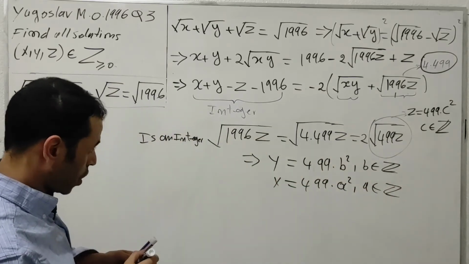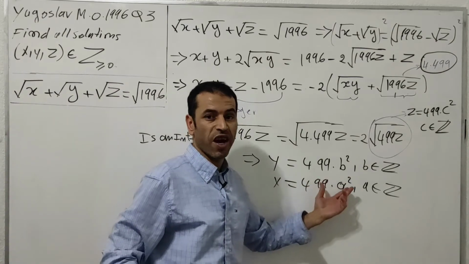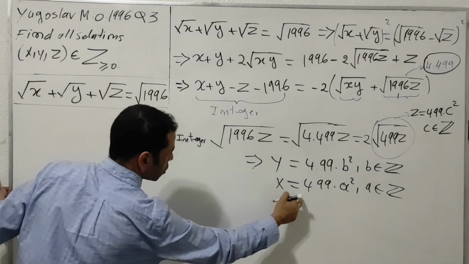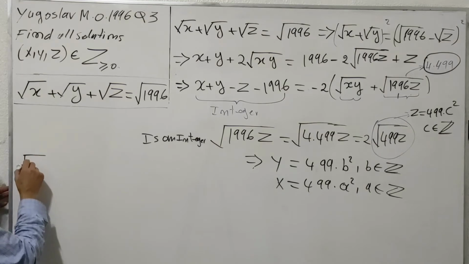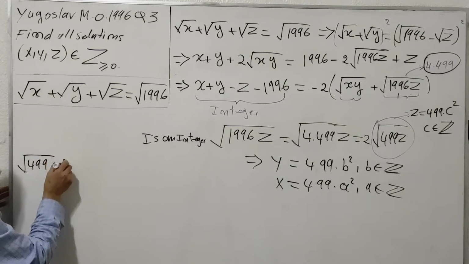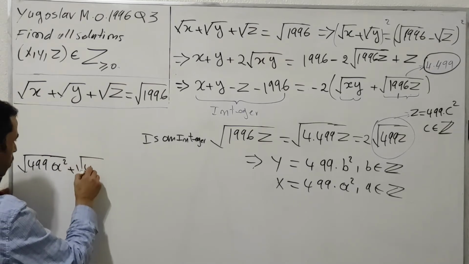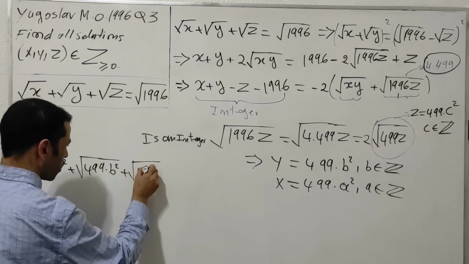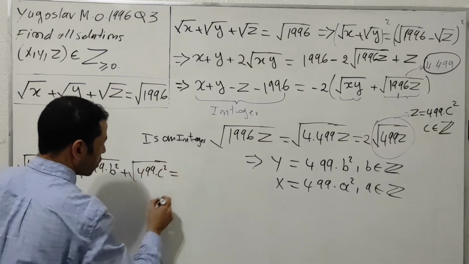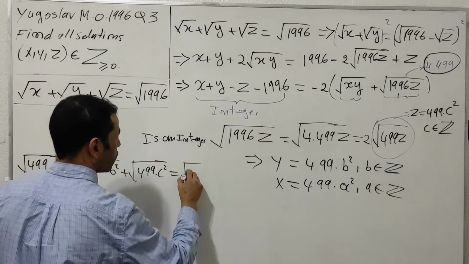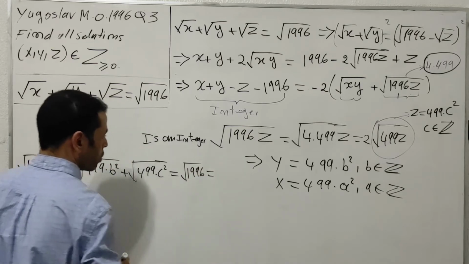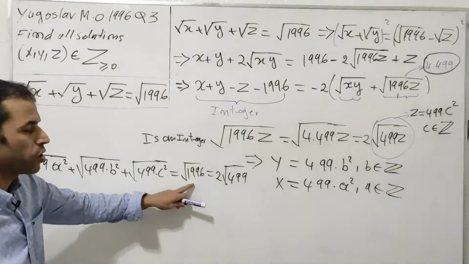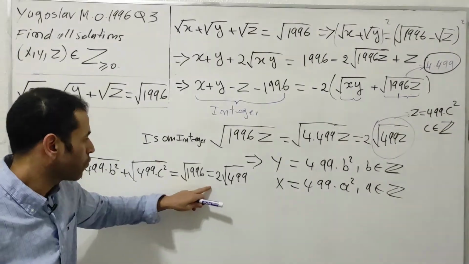Okay, so what I'm going to do now, I'm going to take these found facts and plug them into this equation. So we'll get square root of x, which is square root of 499 multiplied by e squared, plus square root of 499 multiplied by b squared, plus square root of 499 multiplied by c squared. The whole thing equals square root of 1996, which equals 2 multiplied by square root of 499, because we already mentioned 1996 equals 4 multiplied by 499.